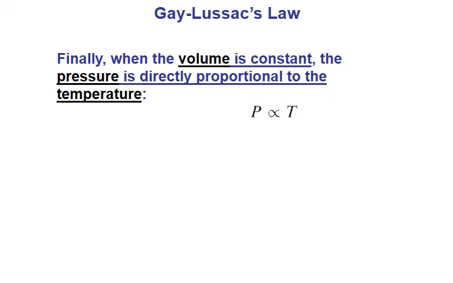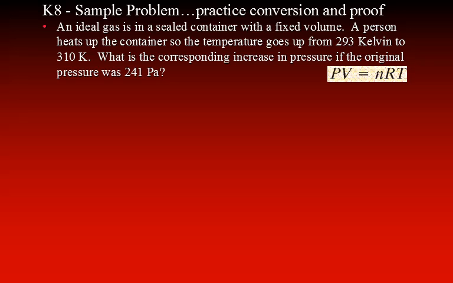So this is Gay-Lussac's law, where the volume is constant, pressure is directly proportional to temperature, and the pressure is in pascals. Okay, so an ideal gas is in a sealed container with a fixed volume. A person heats up the container so the temperature goes from 293 Kelvin to 310 Kelvin. What's the corresponding increase in pressure if the original pressure was 241 pascals?